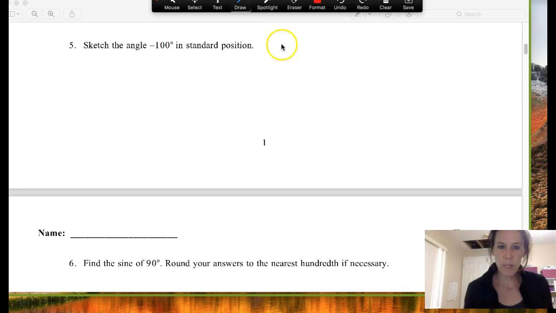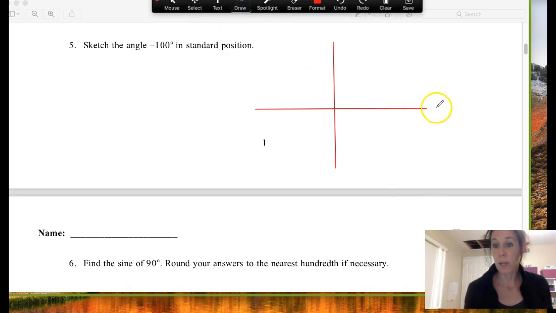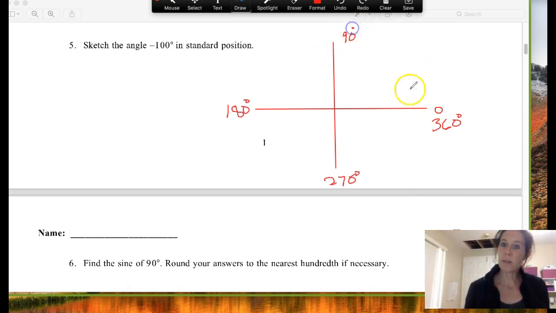All right, next one. I want to sketch that angle in standard position. When you're looking at a unit circle, you're going to start at 0, and if I go counterclockwise in my rotation, this will be 90 degrees. This is 180, that's a half circle, 270, and then back to 360 all the way around. If I want -100, well, if I go this way, it's positive 90 degrees. If I go this way, it's negative 90 degrees. So 270 is also negative 90, in the negative direction.